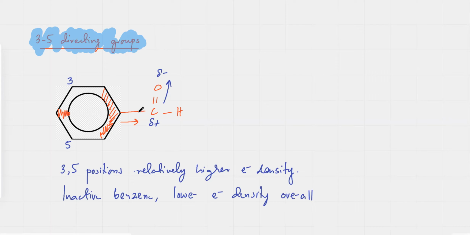So that means overall, if it's got low electron density, that also indicates that there's going to be less attraction for electrophiles.